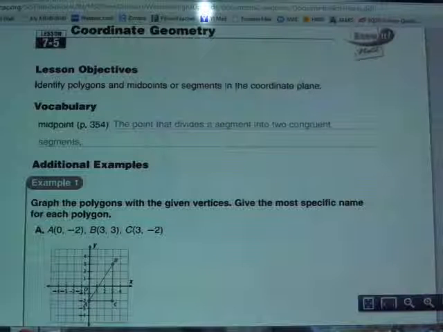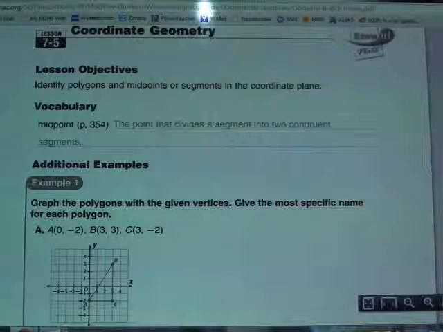This is a video presentation of Chapter 7, Section 5, Coordinate Geometry. So yesterday, you remember, we took a little detour and looked at the coordinate plane, where before that we had been looking at two-dimensional geometry. Now those two things are going to come together, and that's what this section is all about, coordinate geometry.